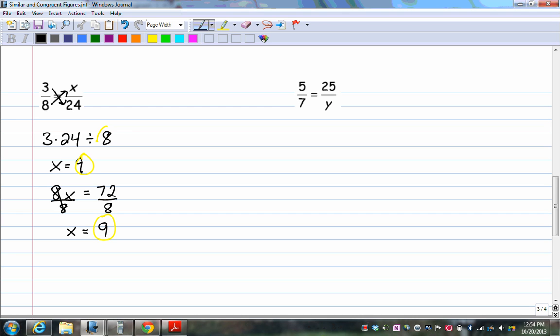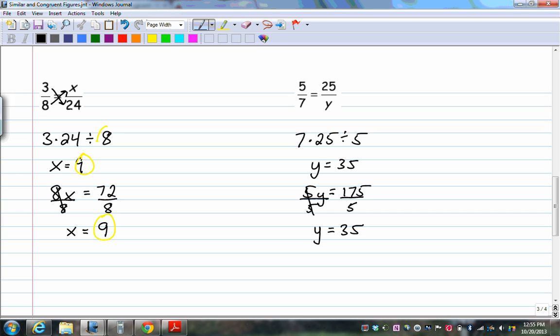Okay, for this one, I'm going to do both ways. First, 7 times 25 divided by 5, and you would get y is equal to 35. Now, if I were to do it algebraically, I would have 5 times y, which is 5y, is equal to 7 times 25, which is 175. Divide both sides by 5 to get the variable by itself, and this is equal to 35. Either way, they both work.